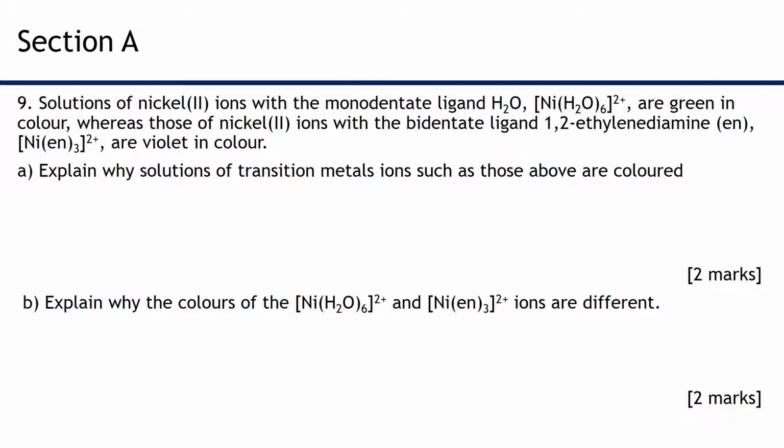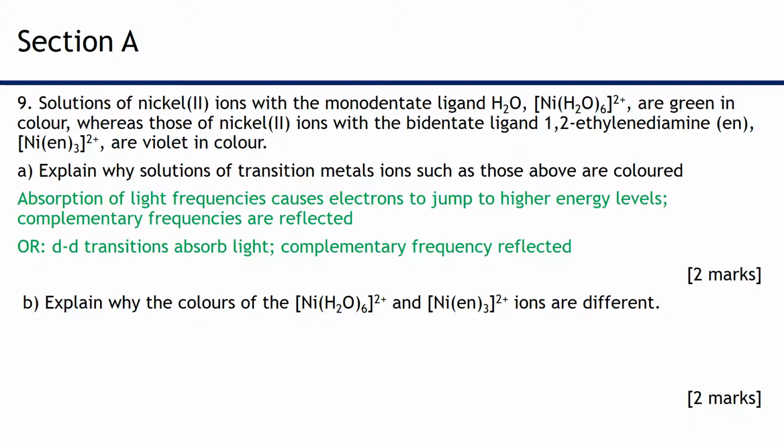So the sort of answer that we're looking for here is to say something along the lines of absorption of light frequencies causes electrons to jump to higher energy levels. Complementary frequencies are reflected or transmitted. Or you could say that d-d transitions absorb light, referring to the specific type of transition that's involved here.